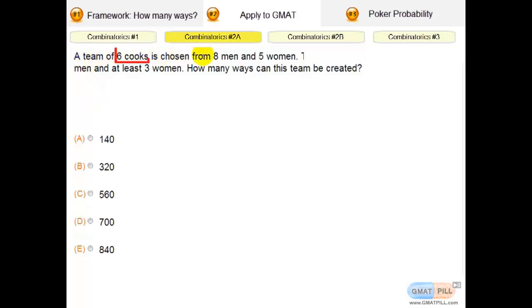A team of 6 cooks is chosen from 8 men and 5 women. The team must have at least 2 men and at least 3 women. How many teams can be created?